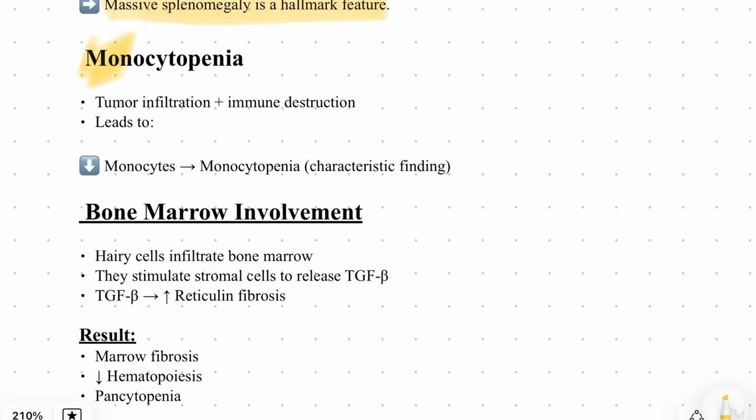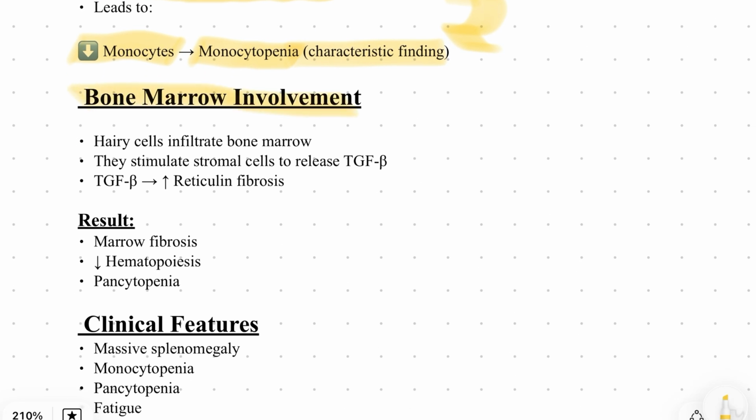Coming to monocytopenia, as I said, there will be cytopenia. First we'll learn why monocytopenia. Tumor infiltration with immune destruction leads to decreased monocytes. We call that monocytopenia. It is also a characteristic finding. So we know hepatosplenomegaly, then next we have monocytopenia.